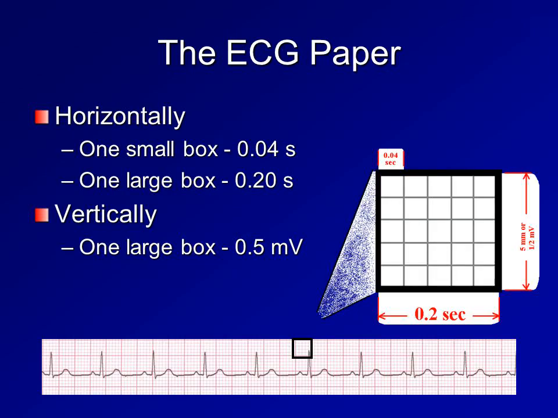The ECG paper. Horizontally, one small box is 0.04 s. One large box is 0.20 s. Vertically, one large box is half a millivolt.